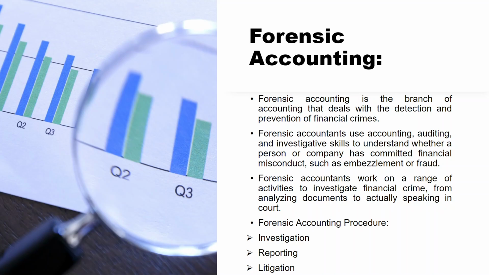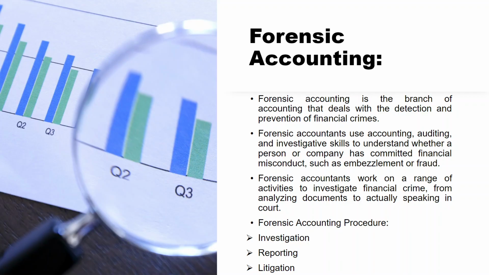Forensic accounting is performed in a particular procedure. Under that procedure there are 3 steps. Step number 1 is the investigation, step number 2 is the reporting and step number 3 is the litigation. Under the investigation, all the books of accounts are verified, and whatever crimes like fraud, financial misconduct or embezzlement exist are found out through a thorough investigation and detected. That is the first step.